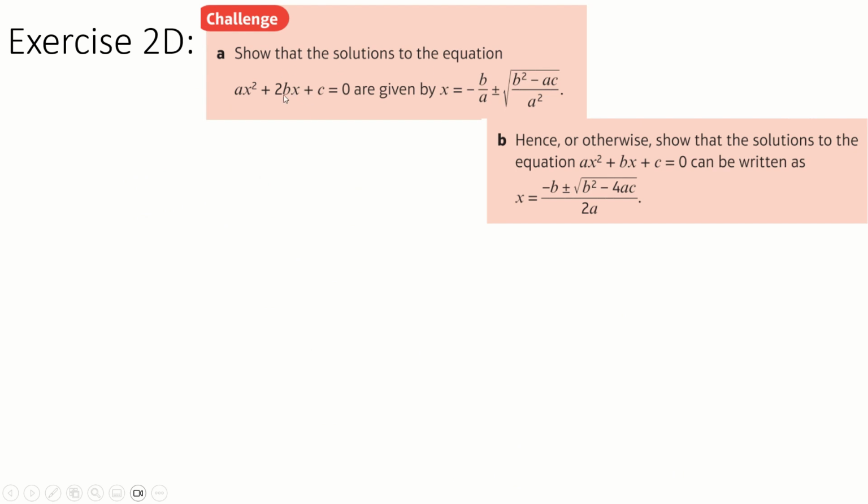Show the solutions of this or this. So this is a cheeky little proof of the quadratic formula that we're building towards. So okay, let's complete the square on this guy here. So, factorize out the a first, I guess, because I want a monic quadratic in here.